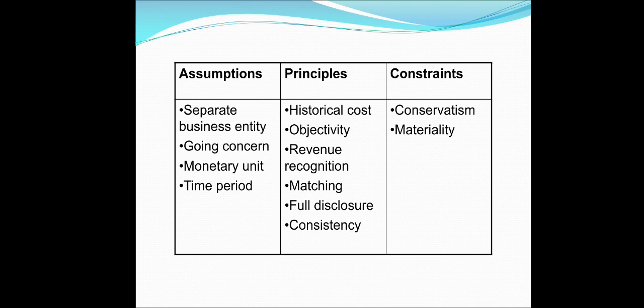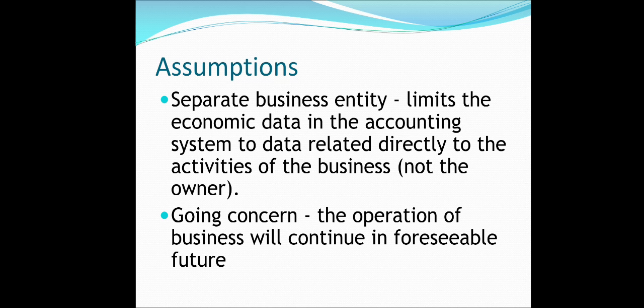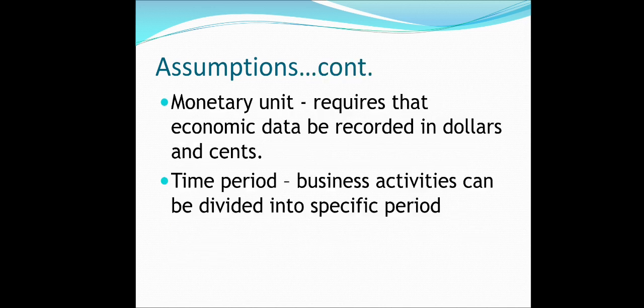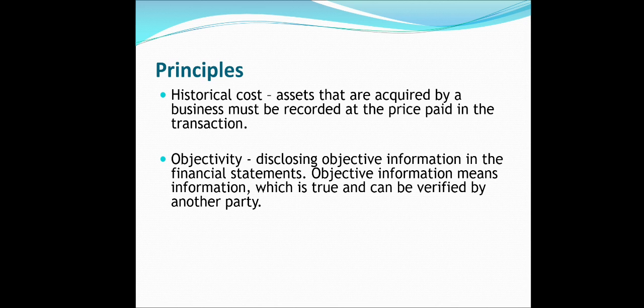Last week I explained that in accounting we have assumptions, principles, and constraints, and these are like rules that you have to follow when you want to do financial accounting records. When you want to record or do accounting records for a business, you have to follow these assumptions, principles, and constraints. In the previous lecture, I explained separate business entity, going concern, monetary unit, and time period. This time, I will start with historical cost.